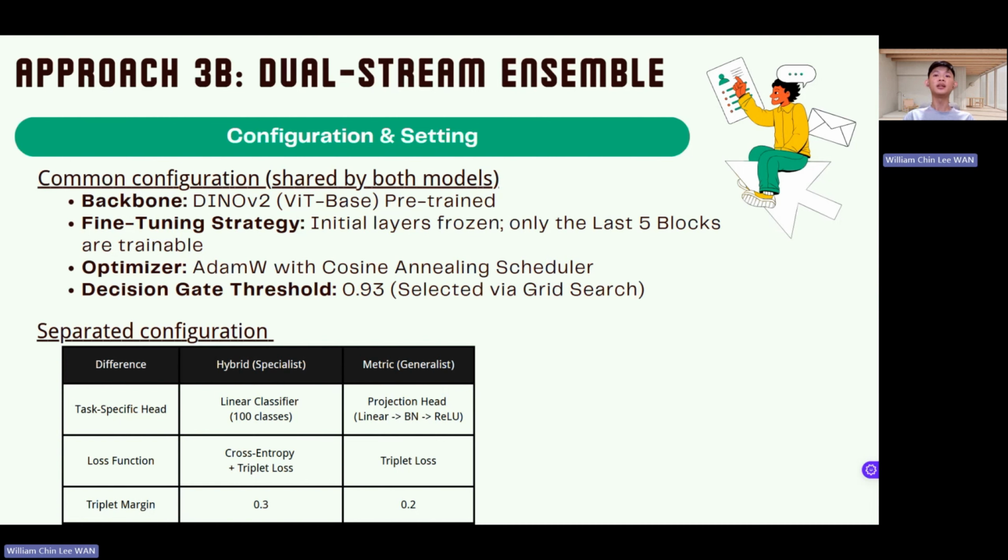As shown in the table, the key difference lies in the loss function. The hybrid model uses a looser triplet margin of 0.3 mixed with cross entropy, while the metric model uses a stricter margin of 0.2, forcing tighter clustering to improve generalization on unseen classes.